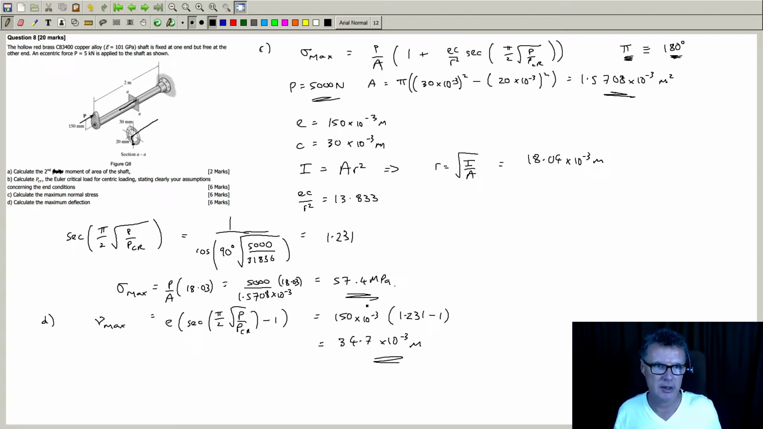Okay, so that was question 8. So question 8, quite a bit easier than question 7. And that's the paper done. If there's any mistakes, please highlight them. They're my solutions, they could be wrong.